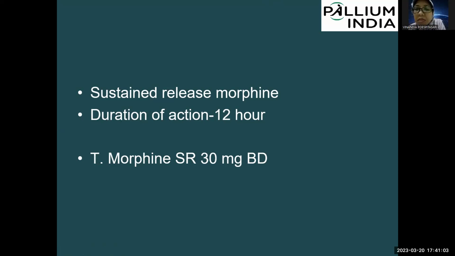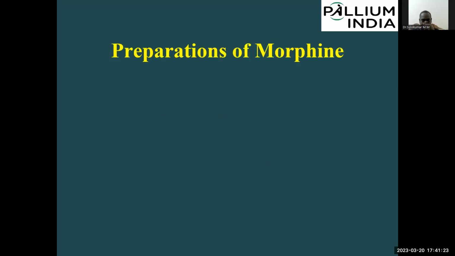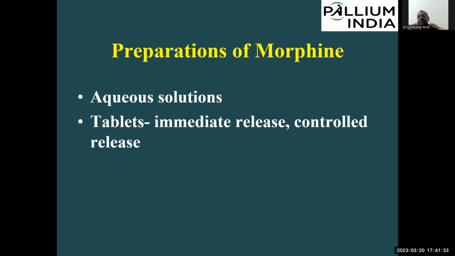Yeah, that's what is important. You have to give 10 mg of immediate release morphine, not 10 mg of sustained release morphine or 30 mg of sustained release morphine. It is 10 milligram of immediate release morphine, which acts for 4 hours. So these are the preparations of morphine available. We have aqueous solution, that is syrup, and then tablets as well as capsules, which are available in both immediate release as well as controlled release form. Then injection is available. In Kerala, 1 ampule contains 15 milligram in 1 ml. But this would be different for different countries and also for different states.